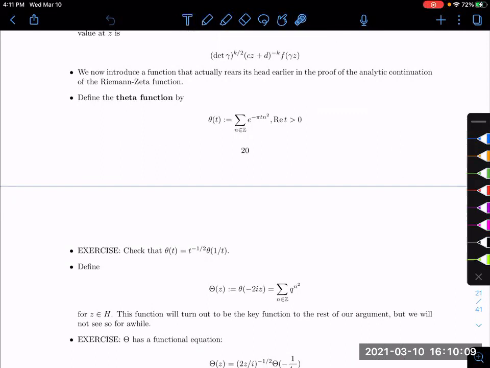Here's what the theta function is. For the real part of t bigger than 0, so t is a complex variable, we're going to define theta of t to be the sum of e to the negative pi t n squared, and the sum is over all of the integers. Okay.